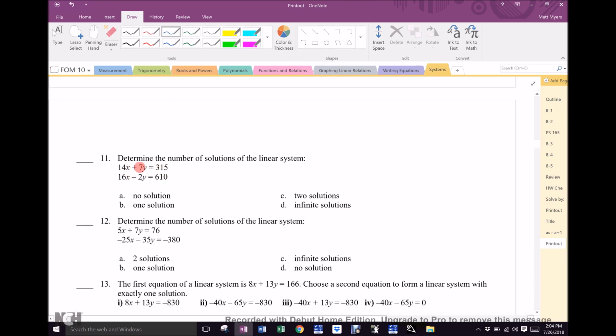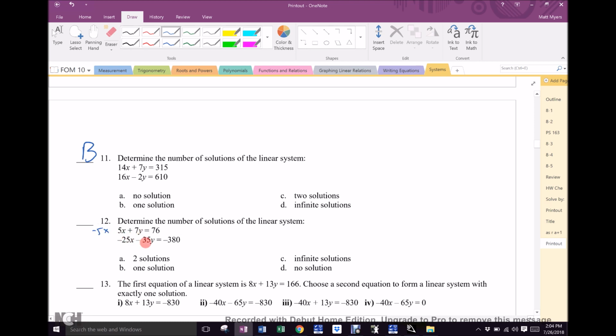This one, again, is in standard form. They're all different, and they're not related by multiplying, so that must mean they're different lines, which must mean one solution.